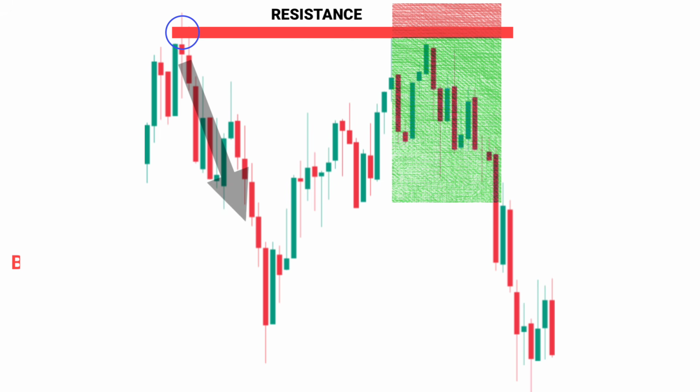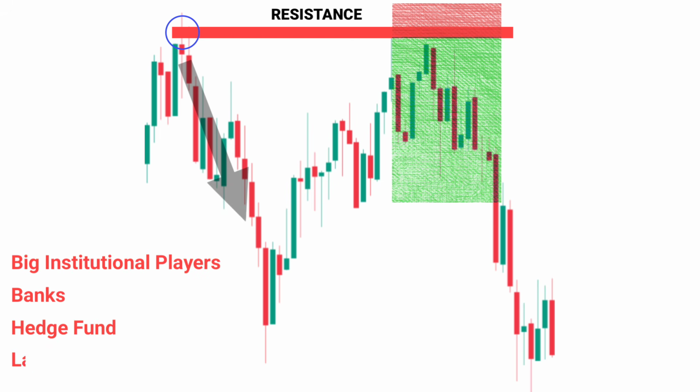It's also about big institutional players. Banks, hedge funds, and large investors don't enter all their positions at once, they scale in. If they bought heavily at a certain price, they're likely to defend that price if the market comes back. That's why these levels keep holding. They represent areas where there's an imbalance between buyers and sellers.